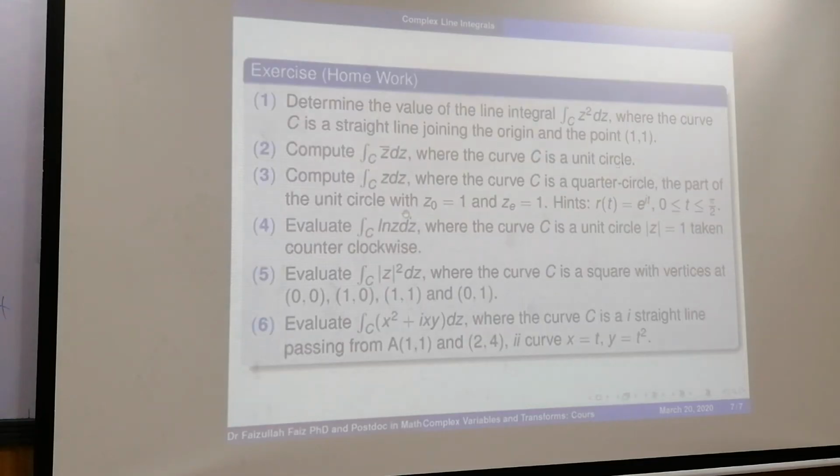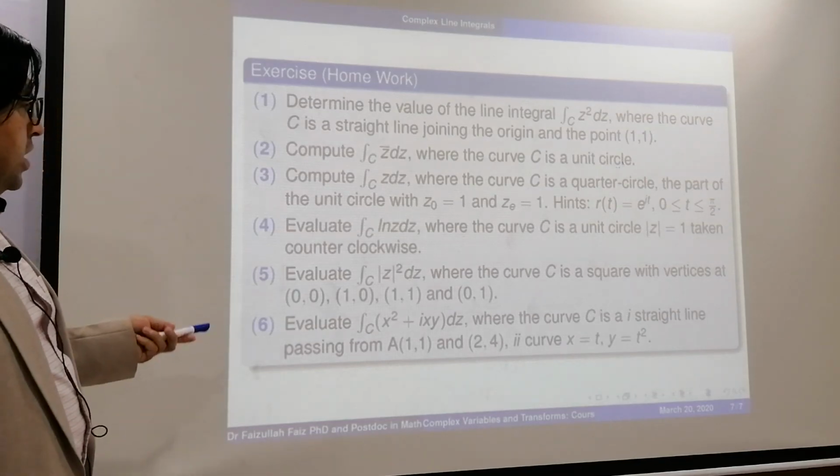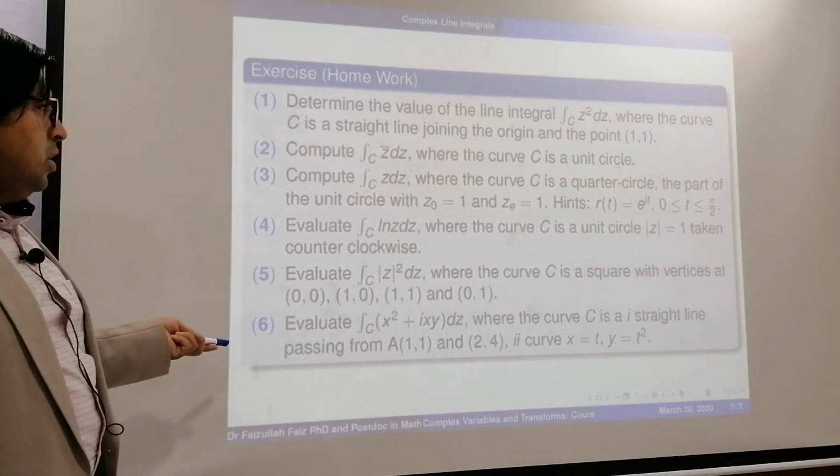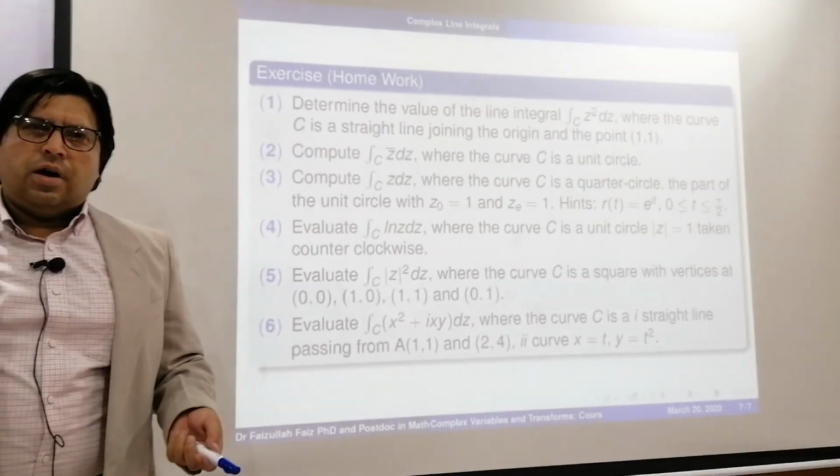Now these are some questions, and by using the concepts which we have learned in this lecture, you can solve all of these questions. So till the next lecture, Allah Hafiz, Assalamu Alaikum.